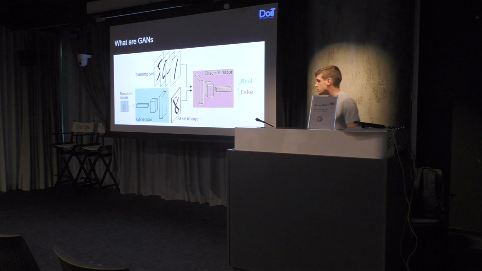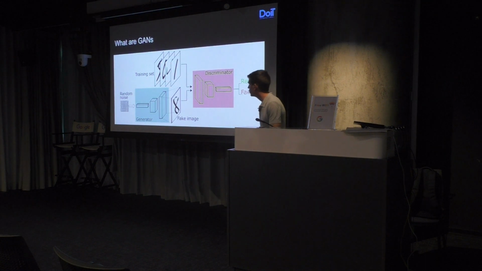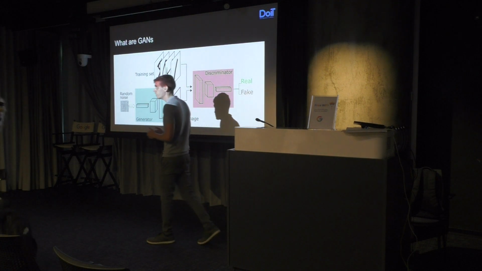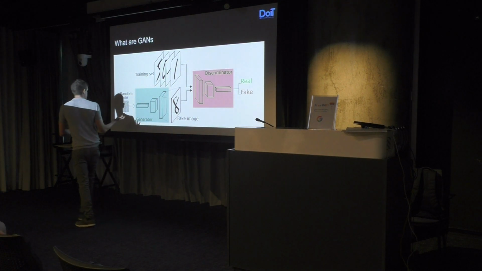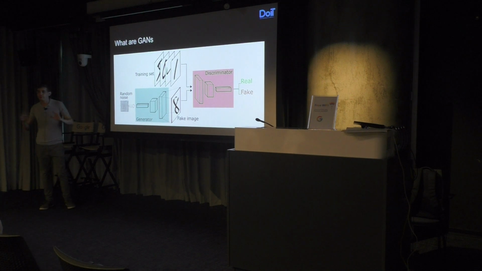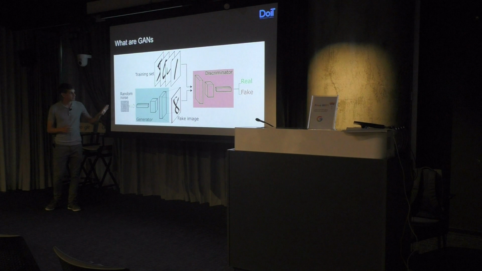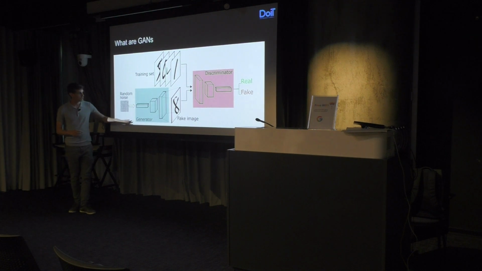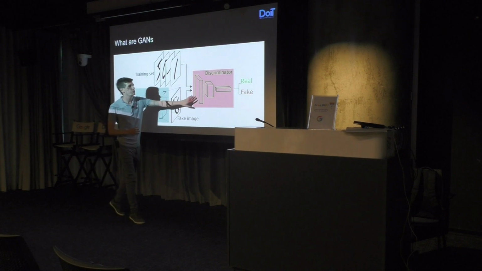So I've been talking about GANs, but what are GANs? I'm going to present the vanilla GAN, and there are some complications to the vanilla form that we can mention later. But this is the vanilla GAN that was presented in 2014. The idea is basically to have two networks. One of them is a generator, and the other one is called a discriminator.